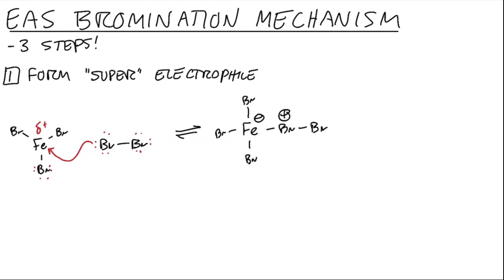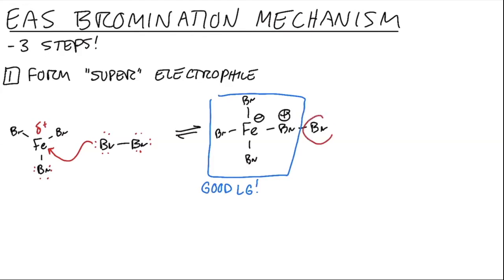So we've made this thing here that's kind of weird looking. And this is our super electrophile. So what we've done here is basically take this whole group right here and turn that into a good leaving group. So what do you mean? How is that a good leaving group? Well, if that's our good leaving group, and just stick with me for a second, this piece here, this bromine, is our super electrophile.